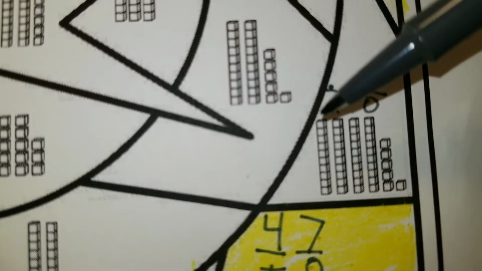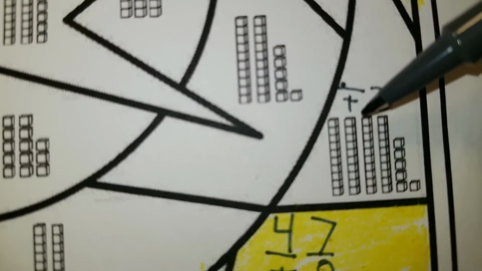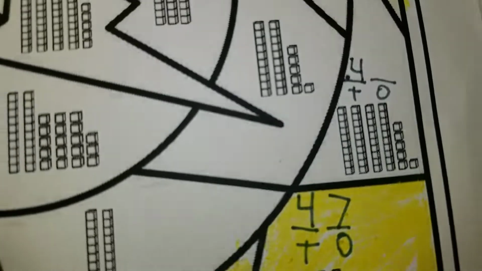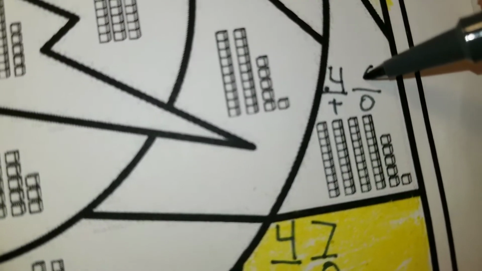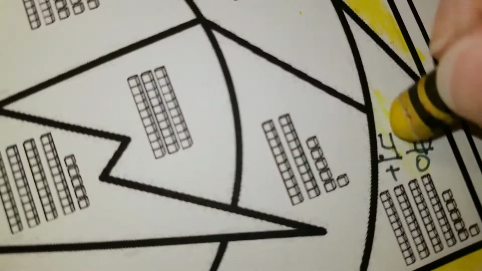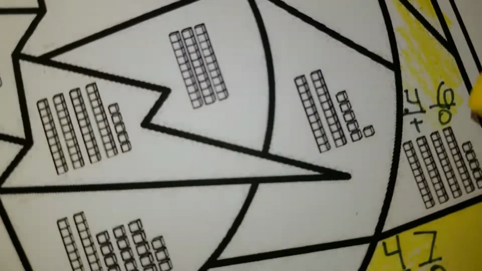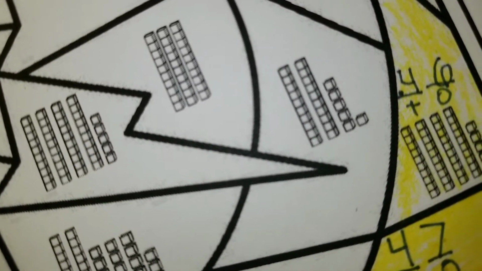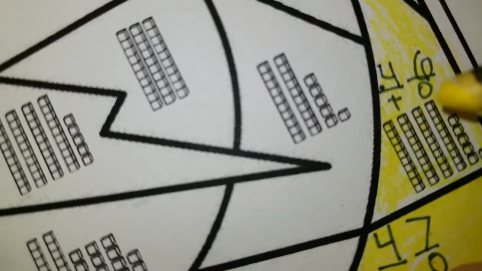How many 10s do we have? We have 1, 2, 3, and 4 10s. So here we have 4 10s. And then how many 1s do we have? We have 1, 2, 3, 4, 5, and 6 1s. So our number, boys and girls, is going to be 46. So we go ahead and we color this part yellow because 46 is between 40 and 49.